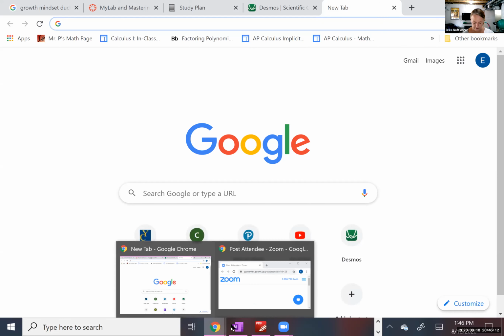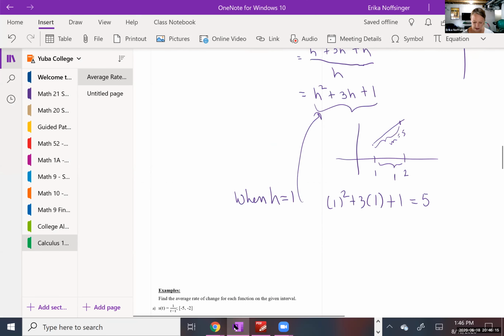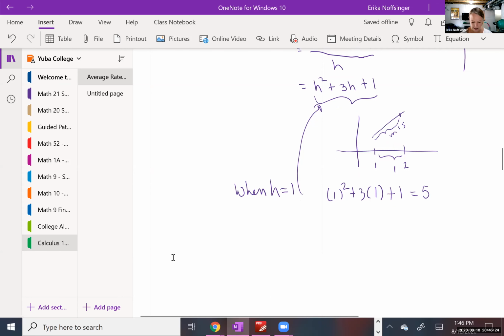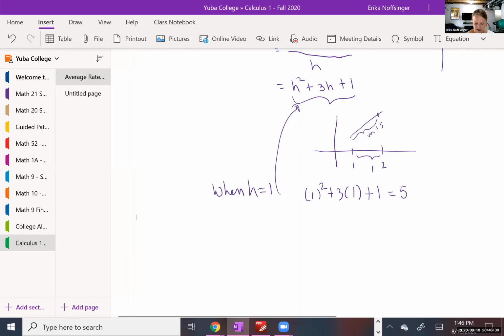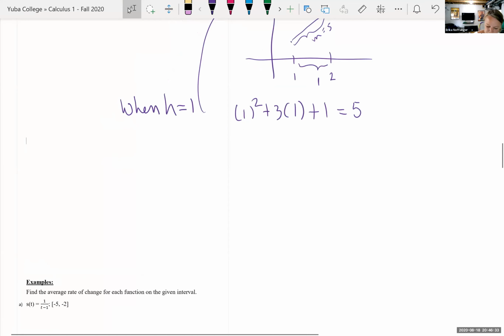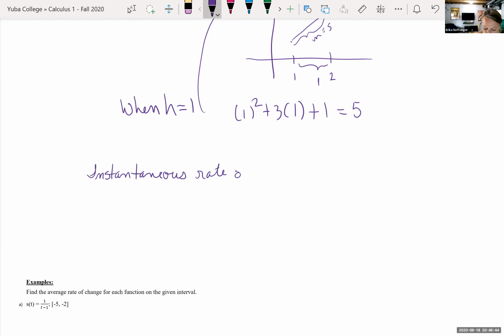Let's just go back and finish. I'll show you notation later on how we would do that. We're almost done. So we just found that the instantaneous rate of change at x equals 1 is 1.